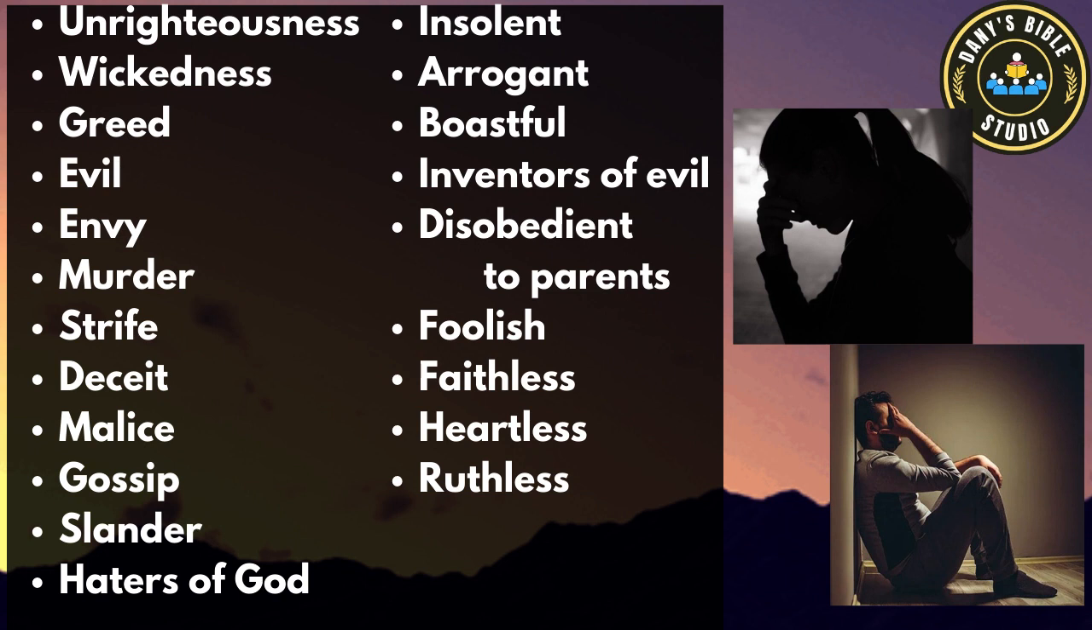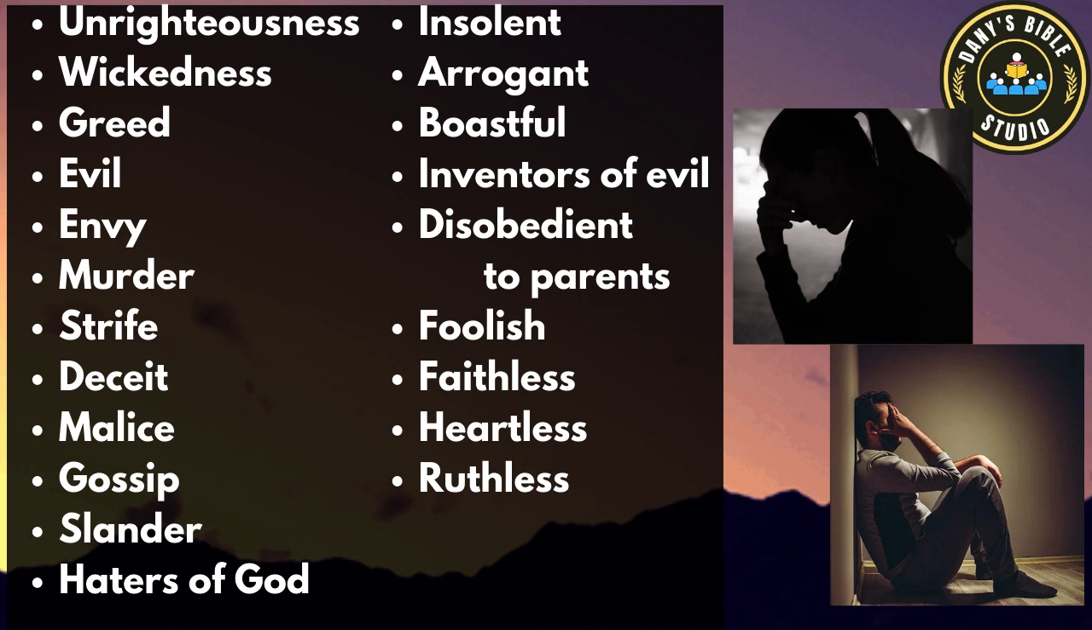Thirteenth, insolent. This refers to showing a lack of respect or rudeness towards others. One example can be seen in the story of Nabal in 1 Samuel 25, where he refuses to show hospitality to David and his men and insults them. Fourteenth, arrogant. This refers to a sense of pride or self-importance. One example can be seen in the story of Nebuchadnezzar in Daniel 4, where he becomes arrogant and boastful about his achievements, resulting in God humbling him.